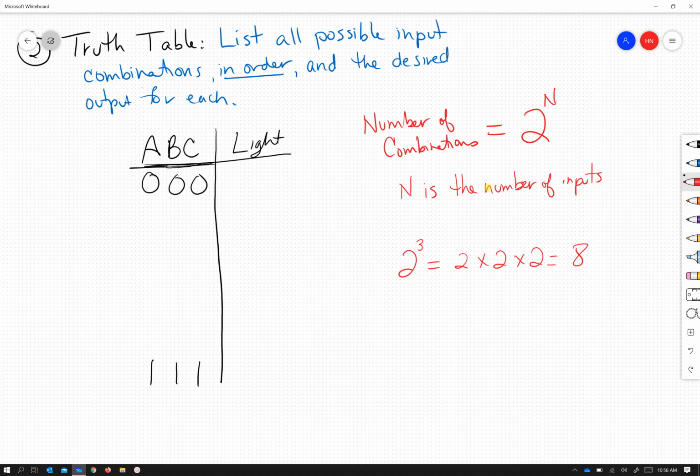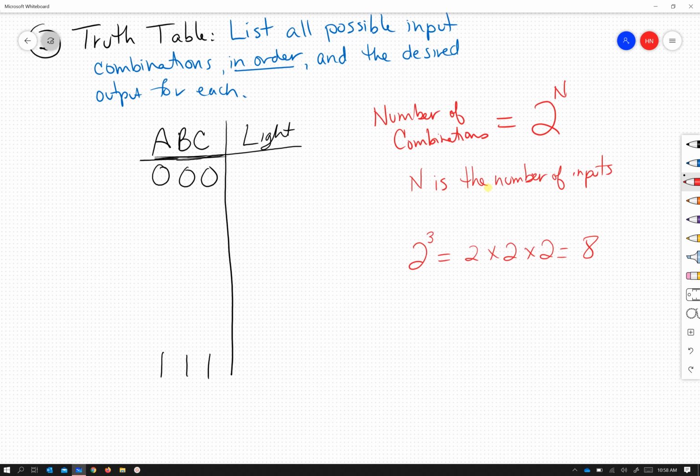Okay, so I know it's going to be 8 combinations, but what order do I follow? So this is the order that you follow. Starting from the right and going left, this first column right here, you flip or toggle every time. So let's do that. It would be 0 and then 1 and then 0 and then 1. See how I'm doing it, flipping it every time until I have 8. So I know that's 1, 2, 3, 4, 5, 6, 7, 8. So I know there's 8. And I know I have to start with all zeros and end with all ones.